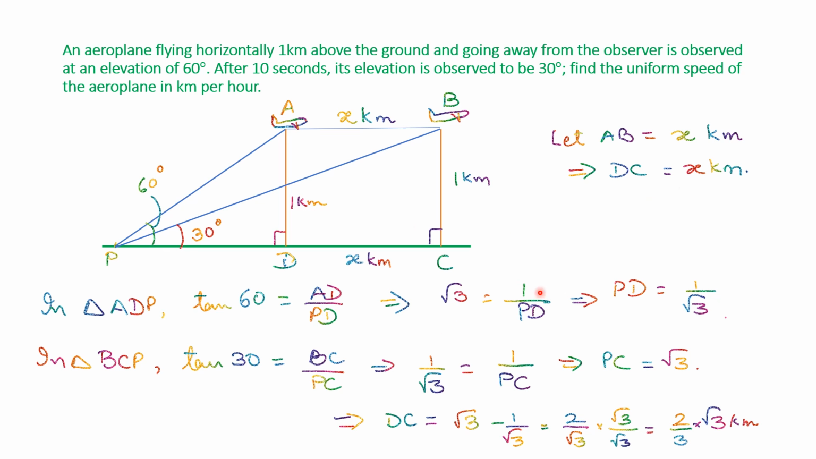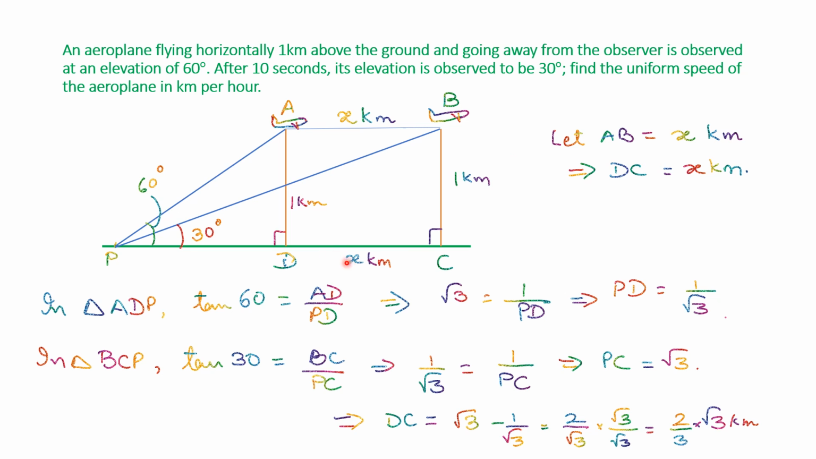I'm leaving it as 1 kilometer, which means my DC distance is equal to PC minus PD. PC is root 3 minus PD is 1 by root 3. When I simplify, root 3 into root 3 is 3, 3 minus 1 is 2. That is 2 upon root 3. But I don't want an irrational number in the denominator, so I will multiply by root 3 divided by root 3. That means I will get 2 root 3 upon 3 kilometers. DC is equal to 2 upon 3 root 3 kilometer.